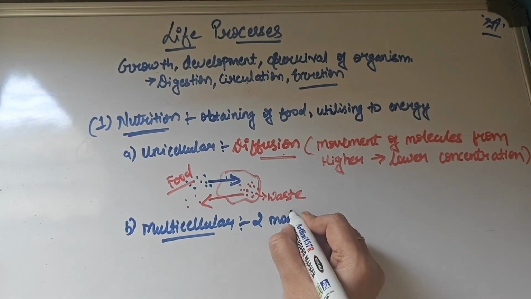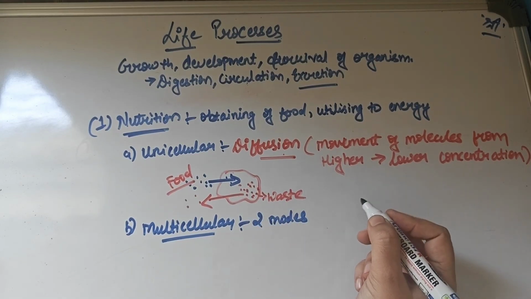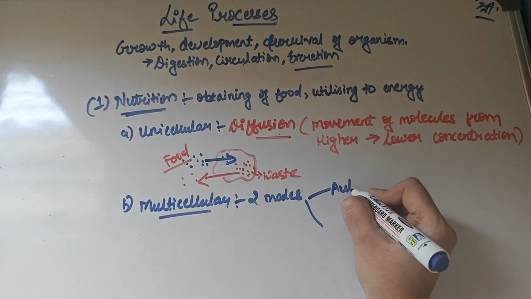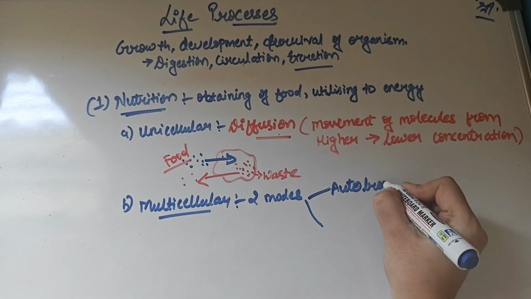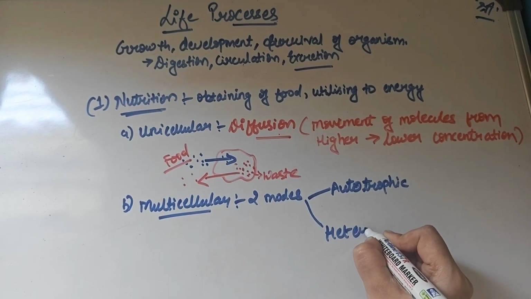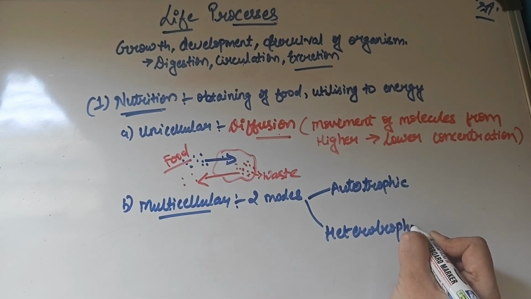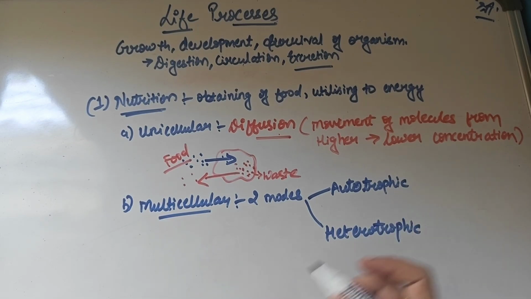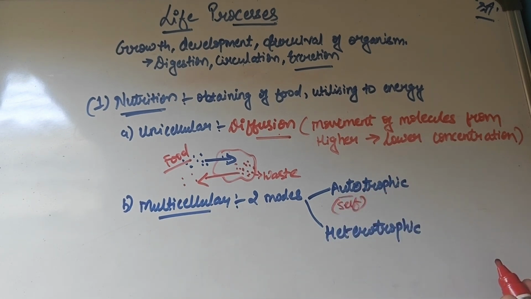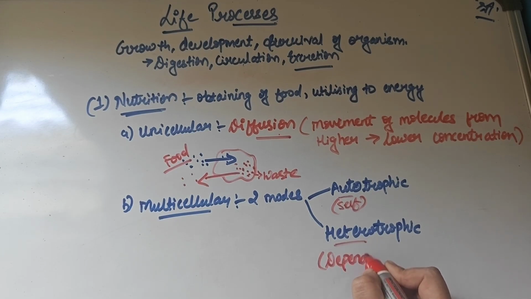So in the case of multicellular organisms, there are mainly two modes of nutrition that we can say. One mode of nutrition is known as autotrophic, and another mode is known as heterotrophic. Now what is the autotrophic mode of nutrition? Autotrophic means where the organism makes its own food, which is also known as self. That is what is known as autotrophic. And what is heterotrophic? Where one organism depends on someone else for food. That is what is known as heterotrophic.